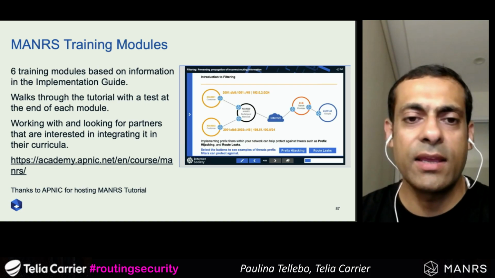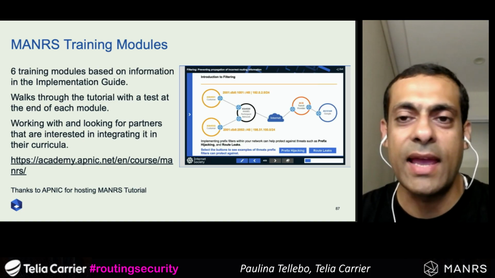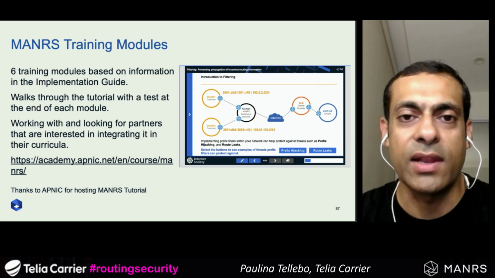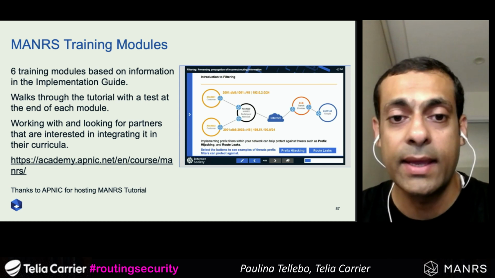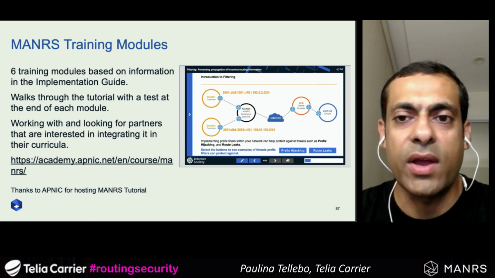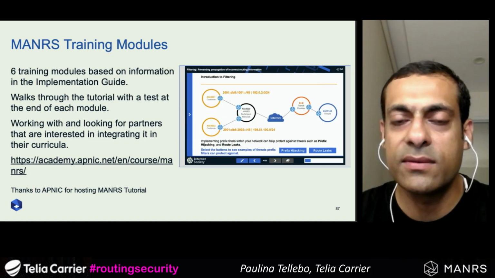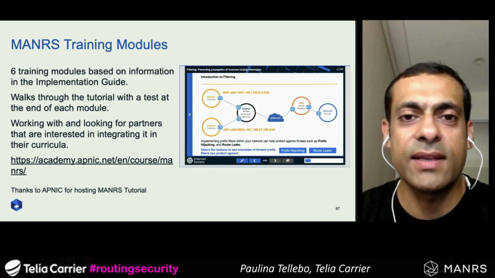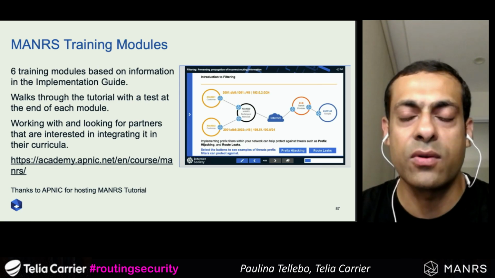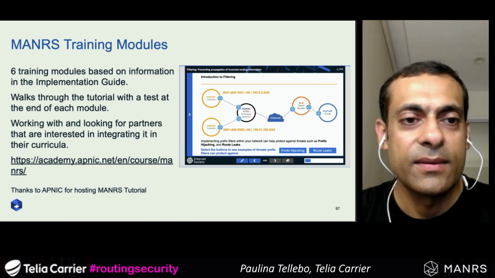If they can just send an email to you, or send an email to me with their email address, then we can give them access to the lab. Once they enable the lab, that lab is available for the whole week. They can try and attempt it whenever they have the time. So just reach out to us. You can reach out to my email address, which is available on the slide deck, or you can send an email request to manners@isoc.org, or you can reach out to Paulina for that as well.